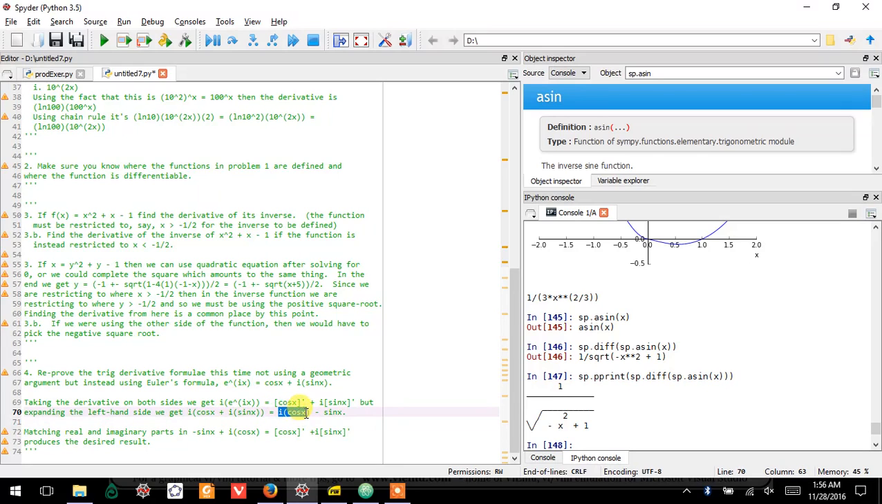I distribute the i. Importantly, i times i is -1, so I get a real part here. And then I rewrite it so that the grouping becomes obvious. The real part, having taken the derivative, is equal to the cosine derivative, and it's negative sine. The imaginary part is the derivative of sine. And there you have it. That's a proof that the derivative of sine x is equal to cosine x, and the derivative of cosine x is equal to negative sine x.